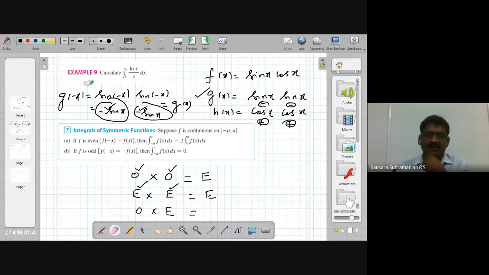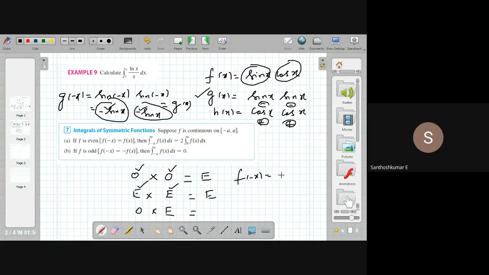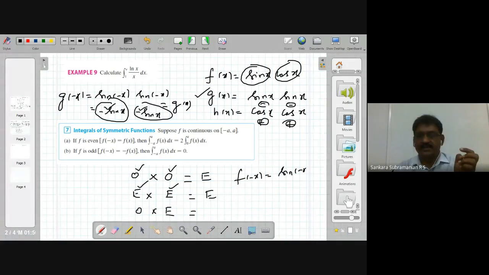That is the mistake; don't make a mistake at that place. Now, sin x is an odd function, cos x is an even function. Is it right? Now I am going to calculate f of minus x. Sir, minus f of x, sir. It will come as sin of minus x into cos of minus x.